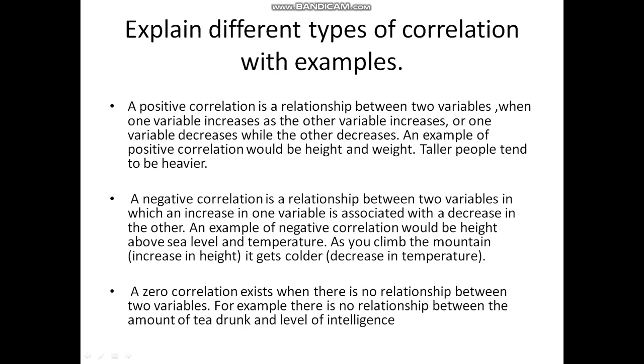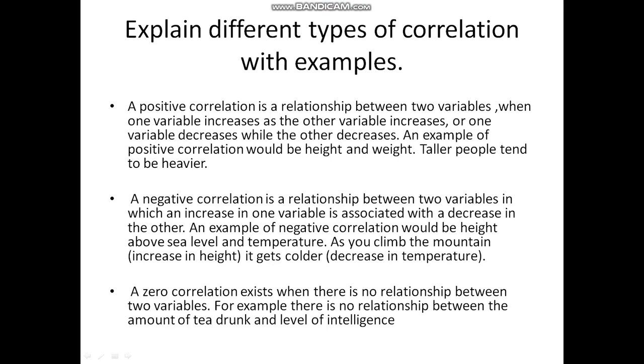Explain different types of correlation with examples. A positive correlation is a relationship between 2 variables when one variable increases as the other variable increases, or one variable decreases as the other variable decreases. Now what is negative correlation? Negative correlation is a relationship between 2 variables in which an increase in one variable is associated with a decrease in the other. And what is 0 correlation? 0 correlation exists where there is no relationship between the two variables.